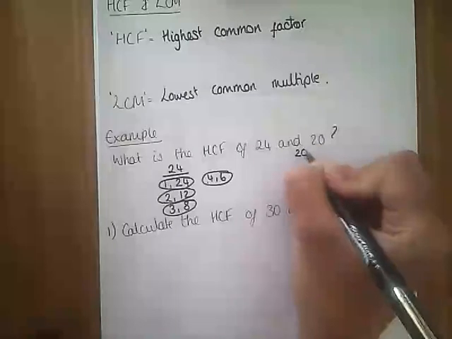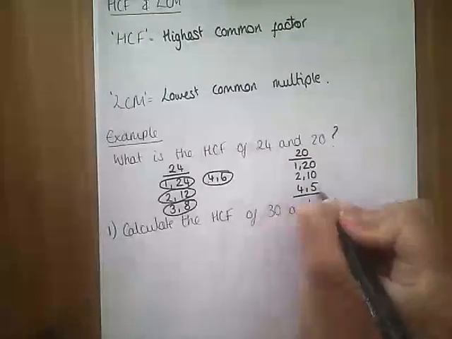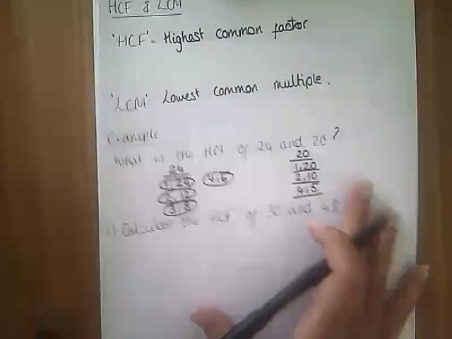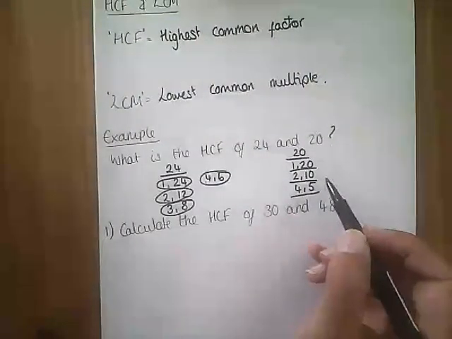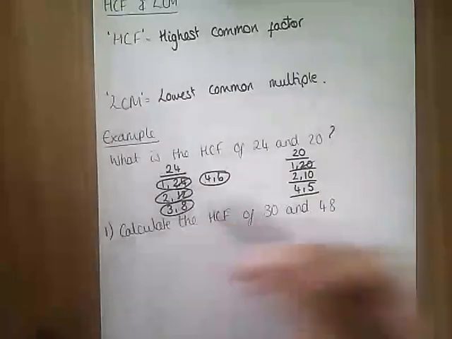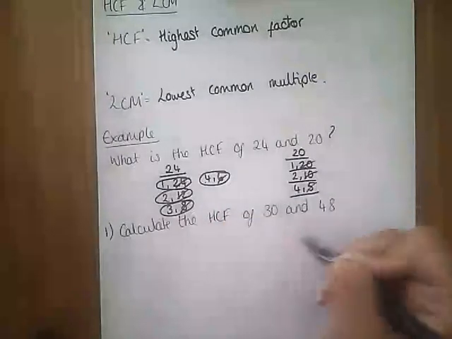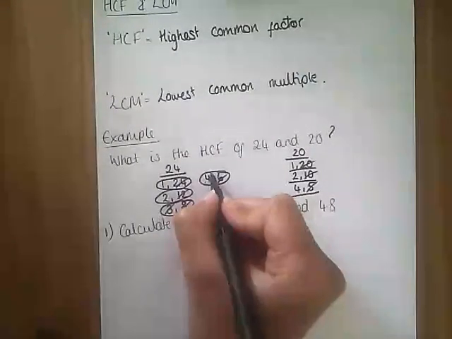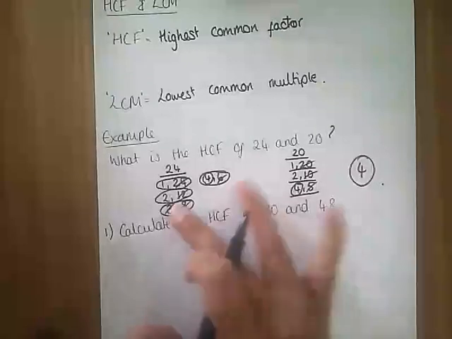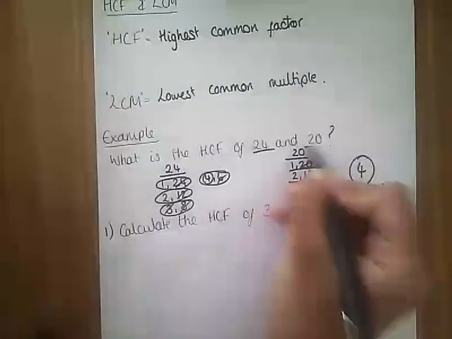Let's do the same with 20. We've got 1 and 20, 2 and 10, 4 and 5. They are all factors of 20. Then we can just look at both lists and see what is the highest factor of both of them. Obviously 24 is not a factor of 20, and 20 is not a factor of 24, so that's no good. 12 is no good, 10 is no good, 8 is no good, 6 is no good, 5 is no good because that's not in the other one, 3 is no good. So what is the highest factor? The highest factor is 4. That is the highest number in both of my lists.